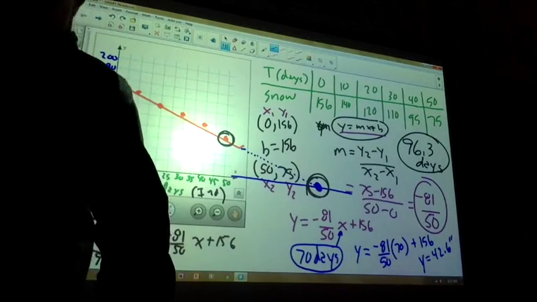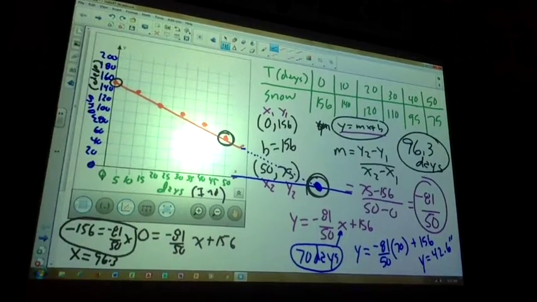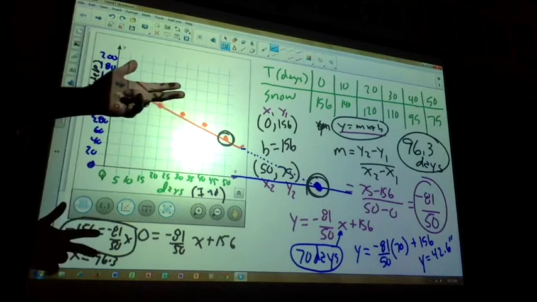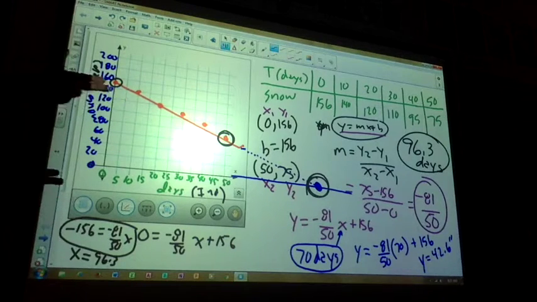Okay, so if our model is correct, and it's something that we're going to make a prediction off of, 96.3 days after March 21st. So you're talking over 3 months past March. So you have March 21st, April 21st, May 21st, June 21st. So sometime in late June, if our model is correct, we should not have any more snow on the mountain. It's all melted.